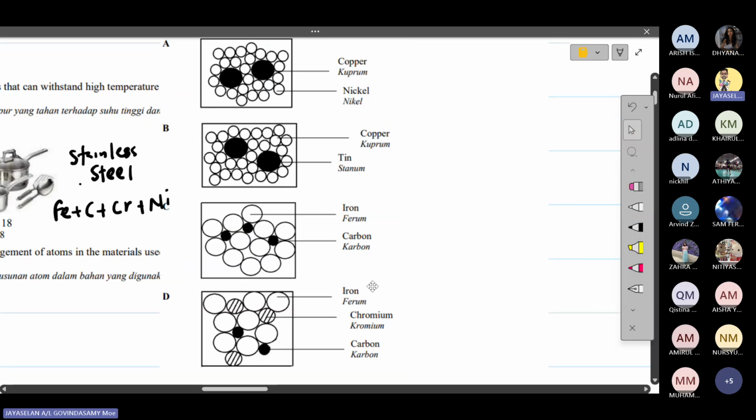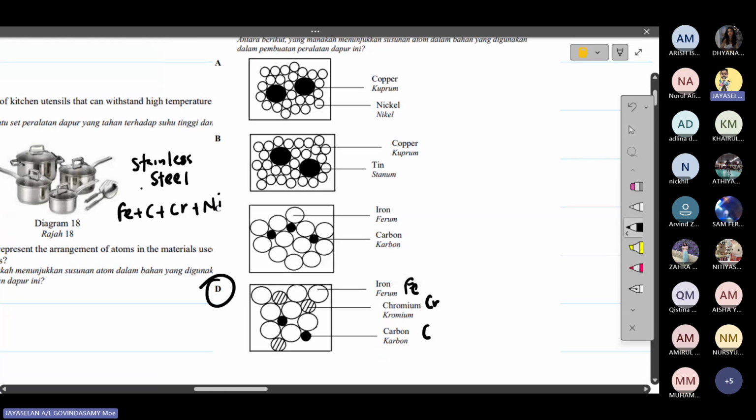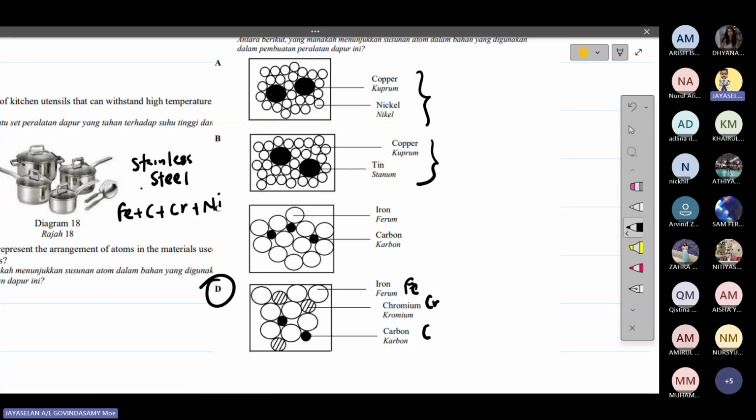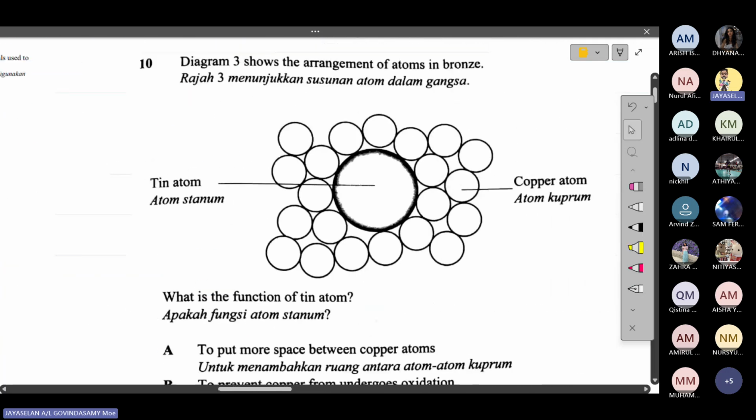Who got the right answer? Iron, okay, chromium, okay, carbon, nickel is not there, so the answer is D. Who got it right? Any question? No question. Okay, this is cupro-nickel, this is brass, not brass, bronze, sorry. This is steel.